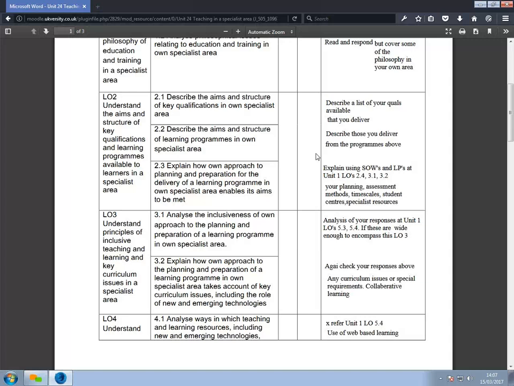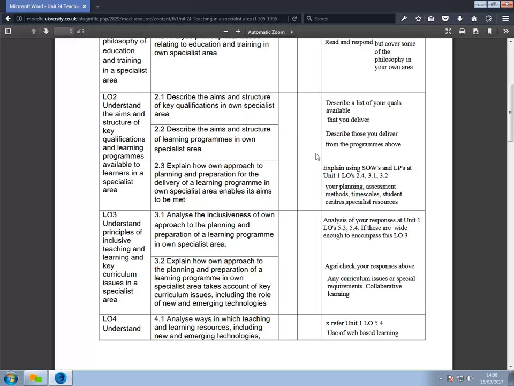Explain using the schemes of work, lesson plan, Unit 1, learning objectives 2.4, 3.1, 3.2. This again is part of the first that you did. Obviously, I would hope that when you put in your narrative on Unit 1, you were talking about your own area. Well, this is doing exactly the same thing. So there will be a direct reference to Unit 1, learning objectives 2.4, 3.1, and 3.2. Again, it's your planning and assessment methods, timescales, student centres, special resources.